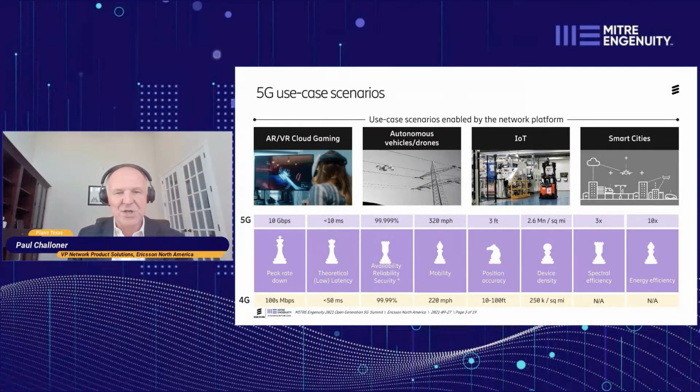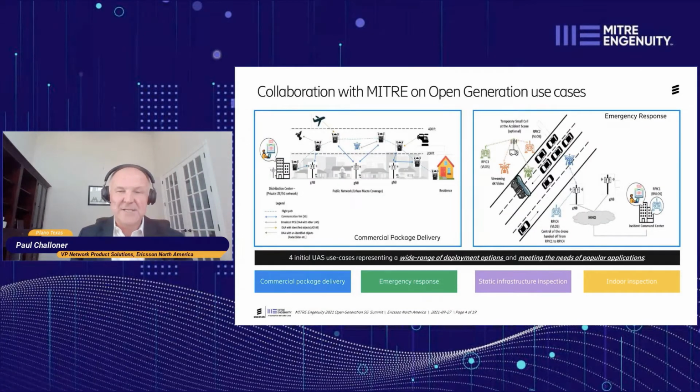And if we go to the next chart, if I dive down into this, in Ericsson's work with Open Generation, we've been working in the working group around use cases for drones. And so we picked out 4 key use cases, and you're going to hear a lot more about these on the panel upcoming, I think. We picked out commercial package delivery. So imagine pizza delivery or grocery delivery from drones, but not just one proof of concept or one trial. How do we scale that to tens of thousands or hundreds of thousands of drones delivering packages across the US?